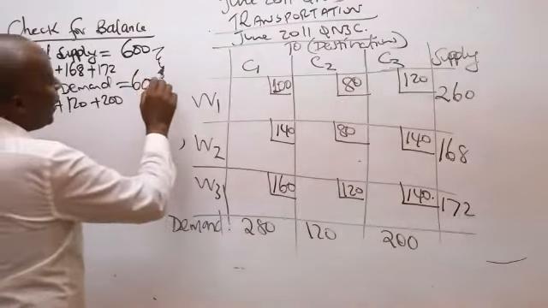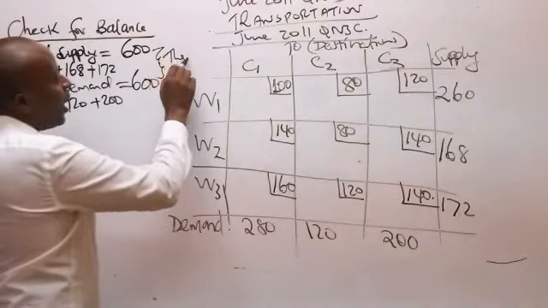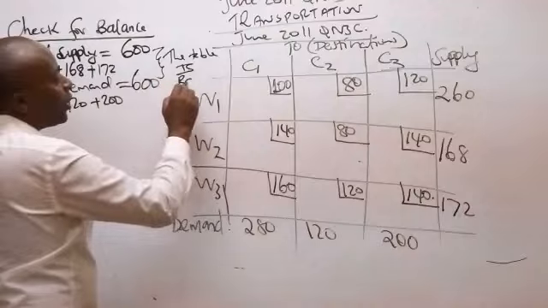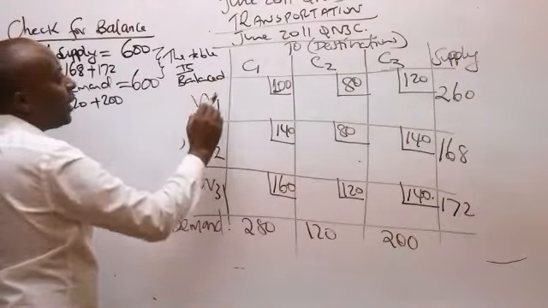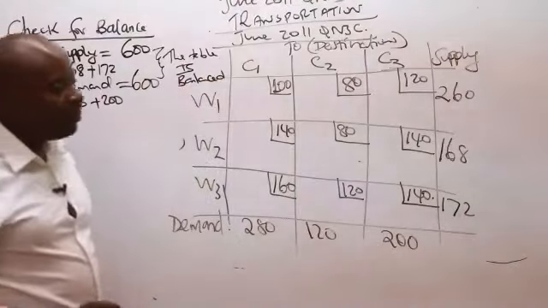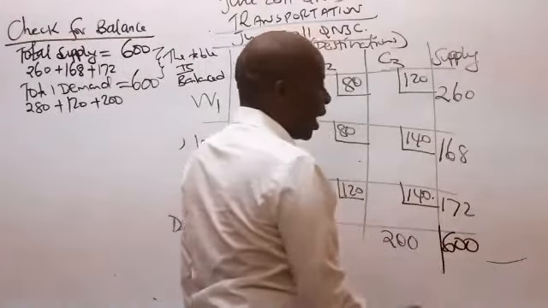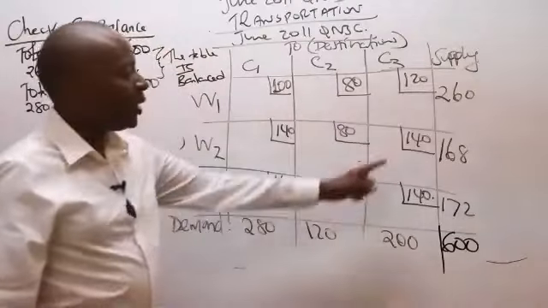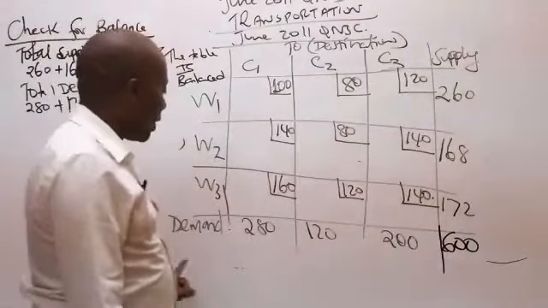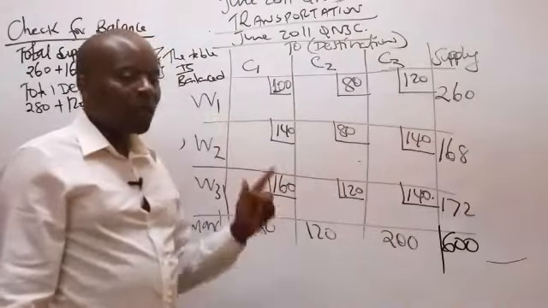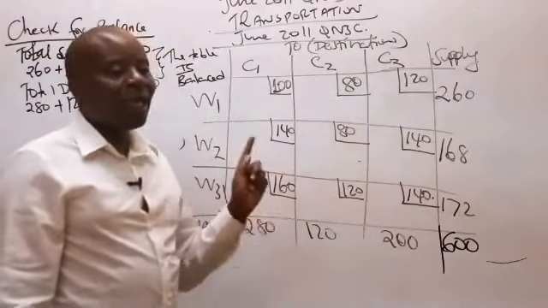And if the two figures are the same, of course, we say that the table is balanced, and therefore we are not going to introduce any dummy. So ladies and gentlemen, here we have our parameters agreeing at 600. The total supply is 600, the total demand is 600. Now we are comfortable because we shall not be introducing any dummy.